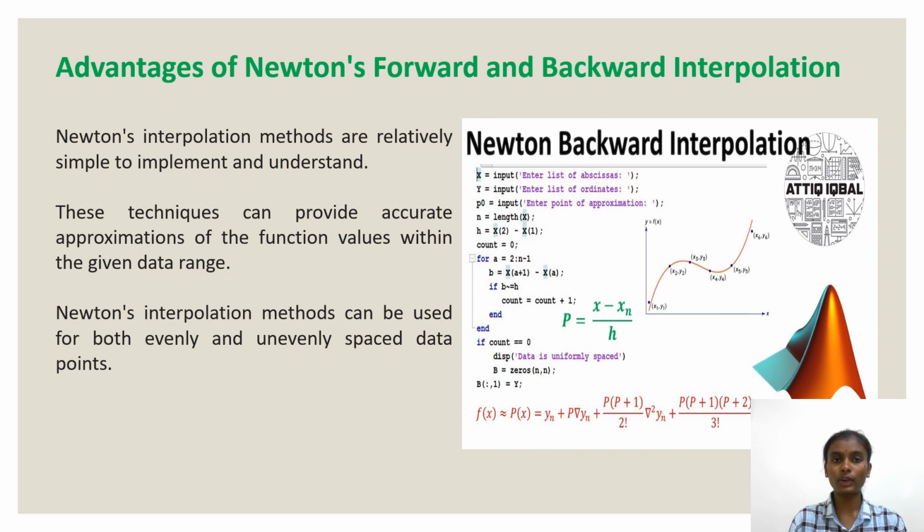Advantages of Newton's forward and backward interpolation. Newton's interpolation methods are relatively simple to implement and understand. They provide accurate approximation when the data points are evenly spaced. These methods can be used to interpolate values for functions that are not easily differentiable. These techniques can provide accurate approximation of the function values within the given data range. Newton's interpolation methods can be used for both evenly and unevenly spaced data points.